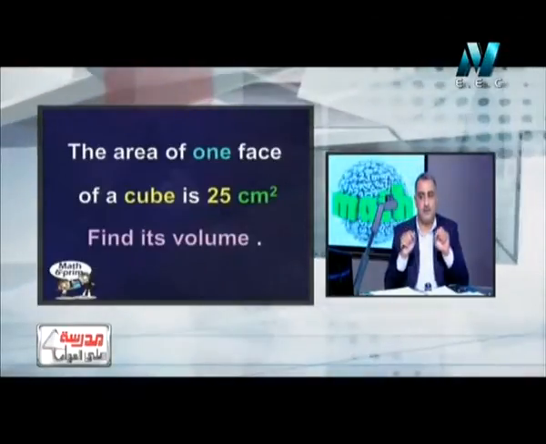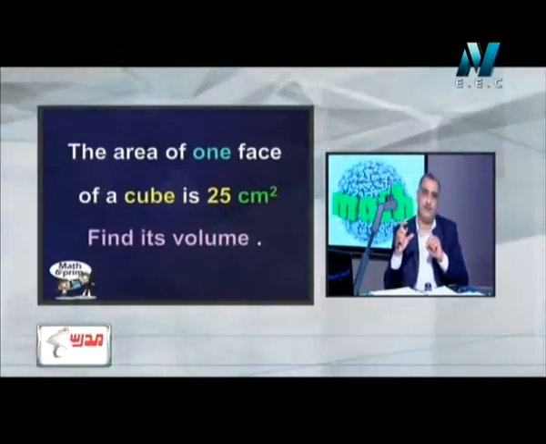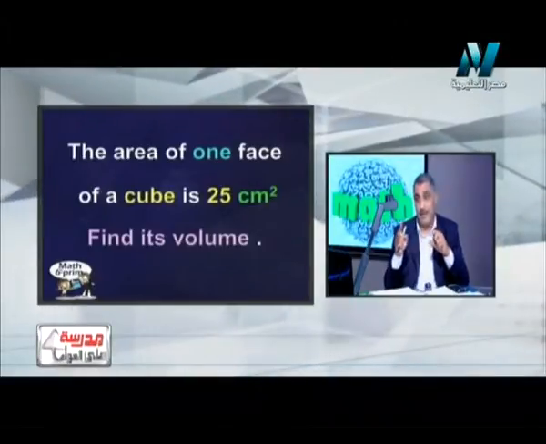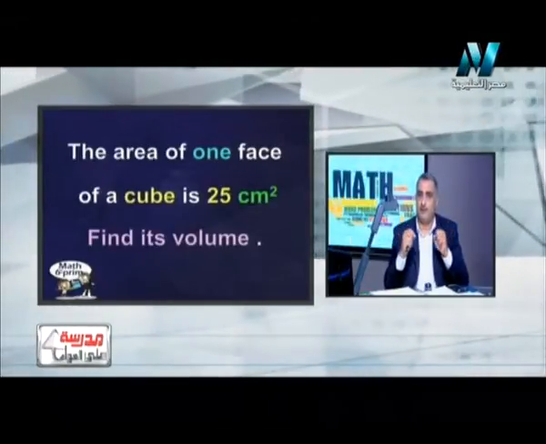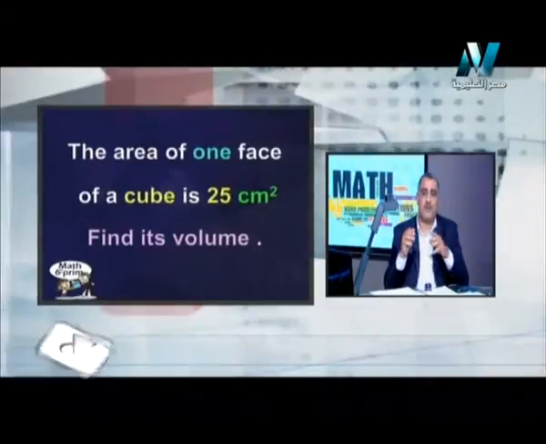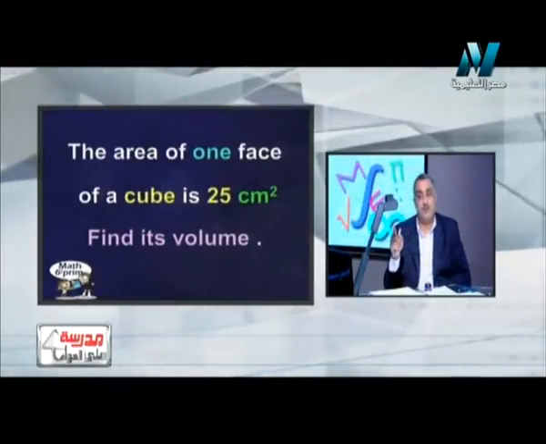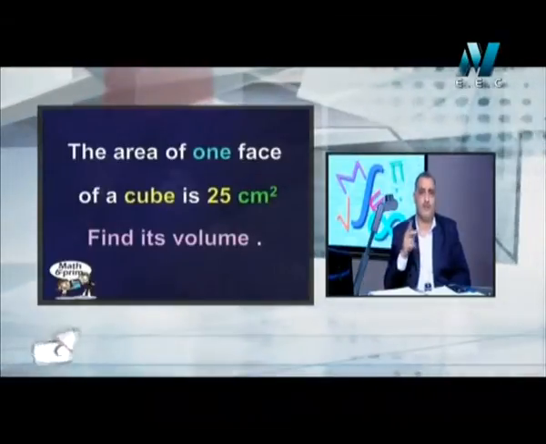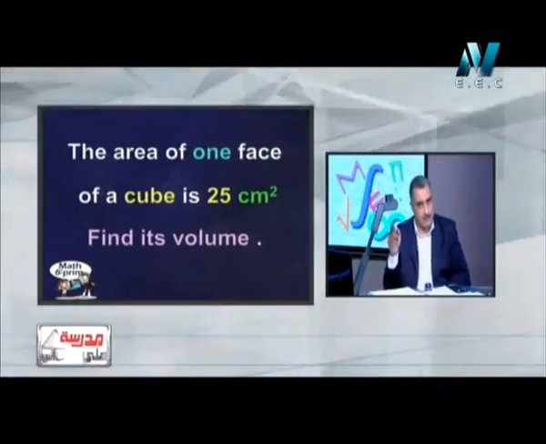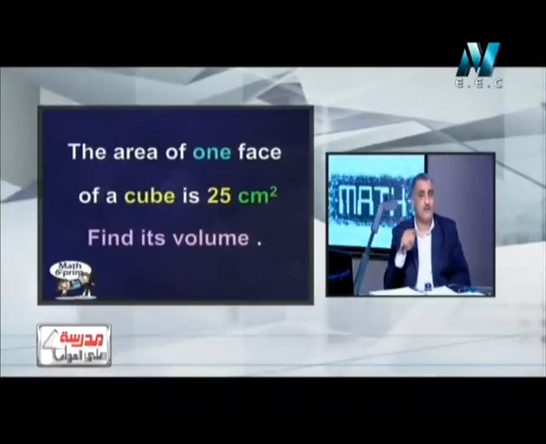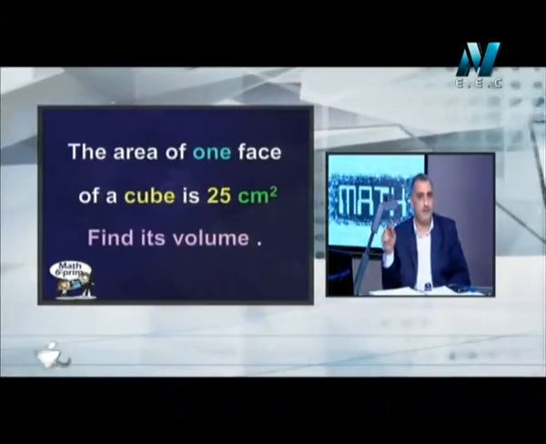طيب هو مديني دلوقتي area of one face. يعني area of a square كام؟ 25. طيب what is the number if we multiply by itself equals 25? What equal 25? Excellent. 5. 5 times 5 the result will be 25.